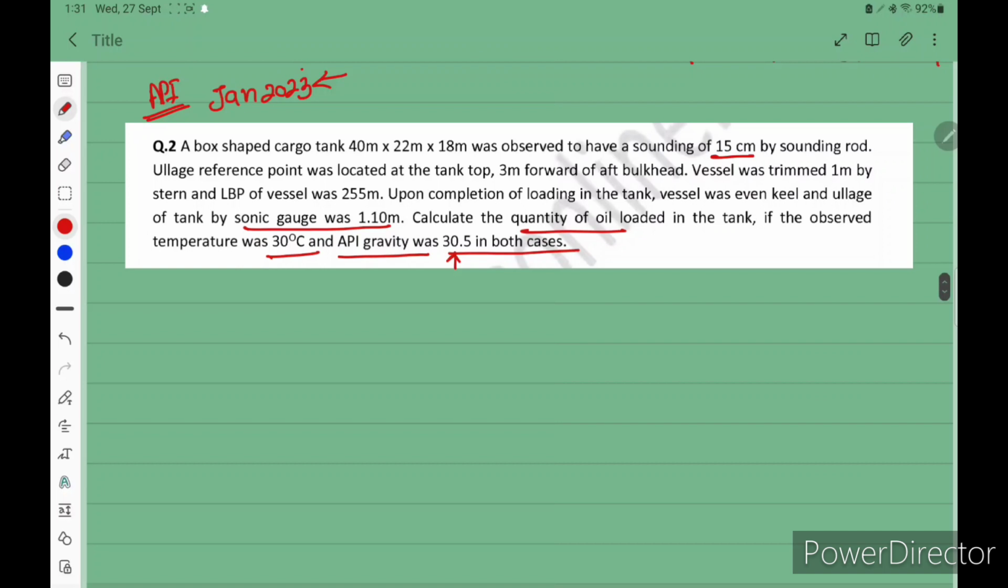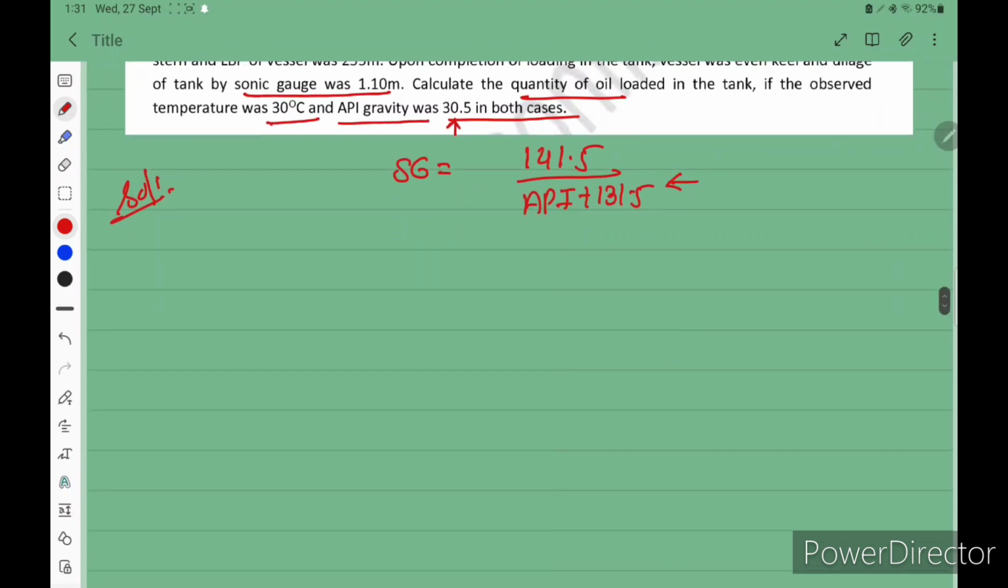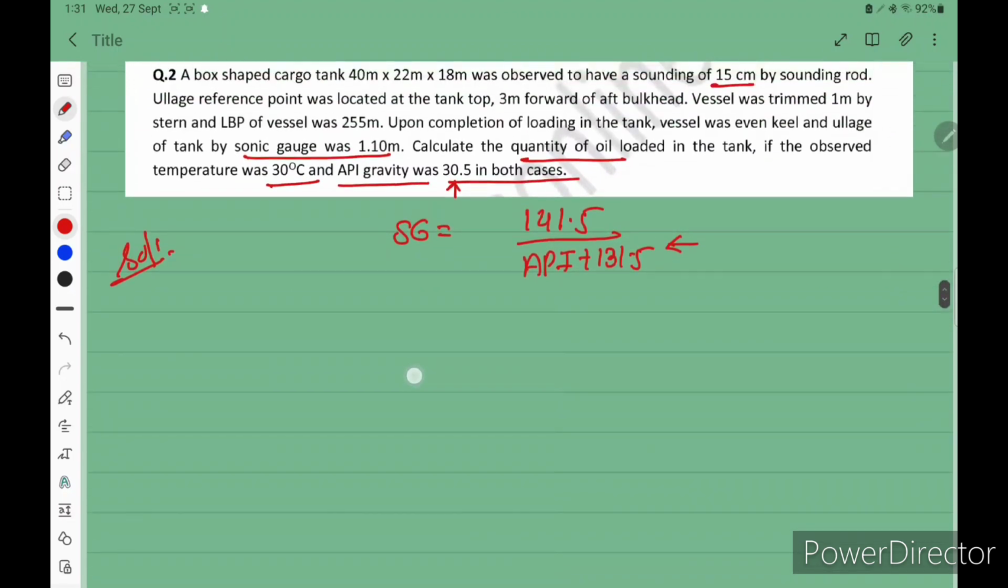In this question only the API gravity is given, otherwise the normal question is at 15 degrees centigrade, where we use ASTM table 54, but here we are going to use API tables. The difference is, in the ASTM table there is one formula given: specific gravity is equal to 141.5 divided by API plus 131.5. We are going to use this formula later. Okay, so let's solve this question.